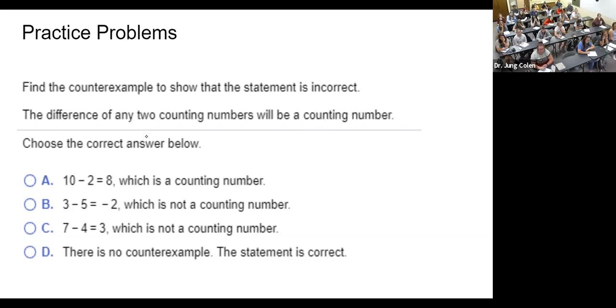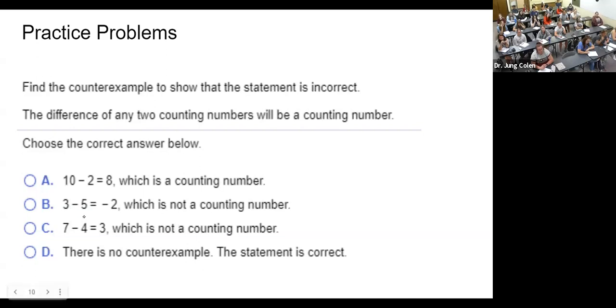Okay? So we're gonna look at the difference. All of these show differences. So yes, they are all good candidates, right? So let's see if the statement gives you the wrong answer, then it is a good counter example. So 10 minus 2 is 8. Is 8 a counting number? 1, 2, 3, 4, 5, 6, 7, 8. 8 is a counting number, right? It's called a natural number, fancy name. So yeah, it is a counting number. So that doesn't give the counter example, right? Because it makes it true. So we're gonna find the counter example that makes this statement false. So no, not this one.